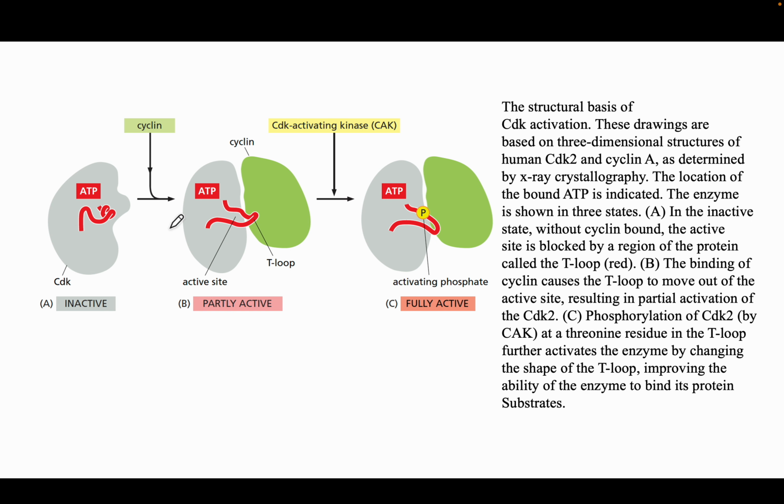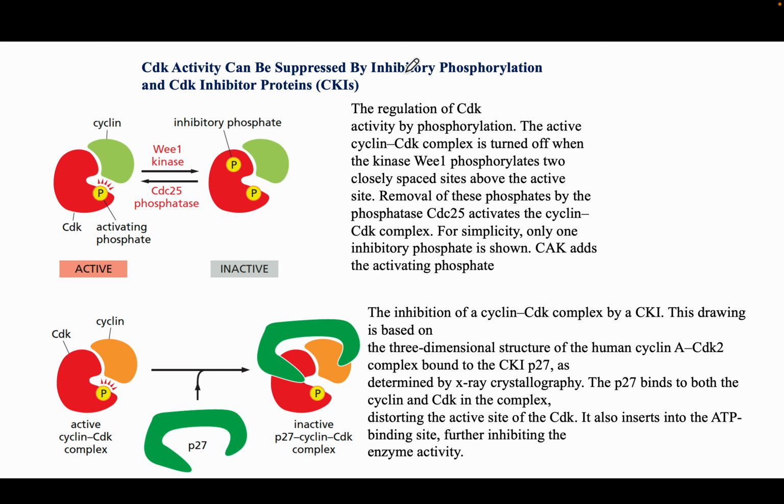We have covered that CDK gets bound with cyclin and becomes active. If it is phosphorylated by Wee1, it becomes inactivated, and if it is dephosphorylated by CDC25, it becomes active. So CDK activity can be suppressed by inhibitory phosphorylation and CDK inhibitory proteins. Here we can see the cyclin and CDK making a complex, activated by phosphate addition by CDK activating kinase. Wee1 will phosphorylate that site and the complex becomes inactive, and when CDC25 removes this phosphate, the complex becomes active again. It also depends on inhibitory phosphorylation and CDK inhibitory protein.